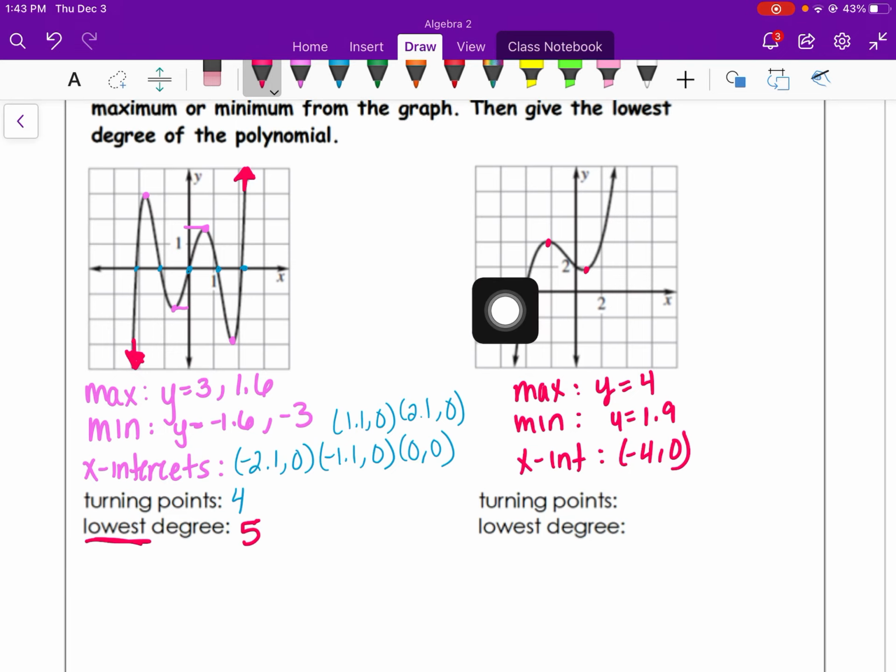It has 2 turns, so 1, 2. It has 1 max and 1 min, so 2 turns, which means that the lowest degree would be 3, 1 more than the number of turns. It could be a degree of 5 again, or a degree of 7. I know it's odd based off of the end behavior.